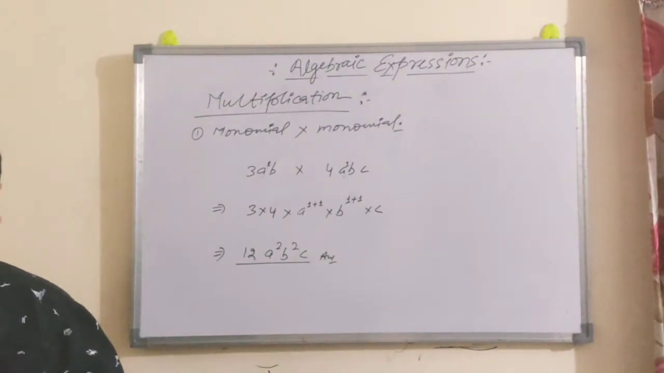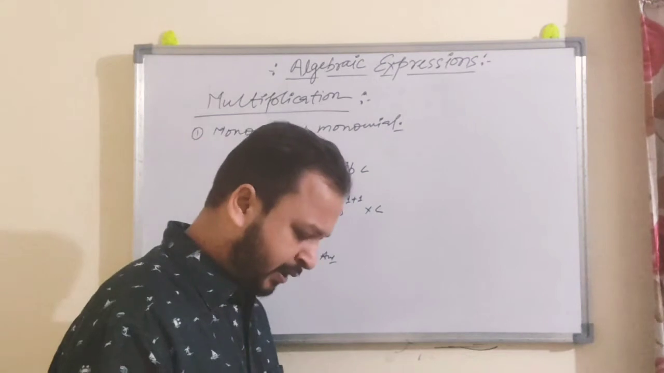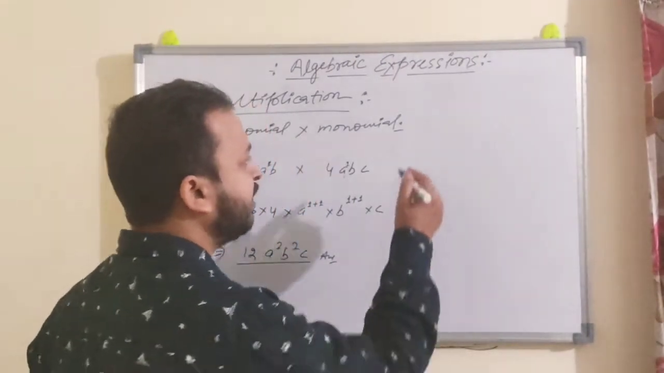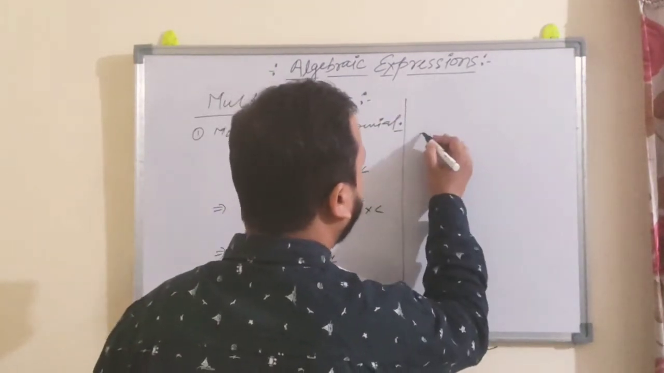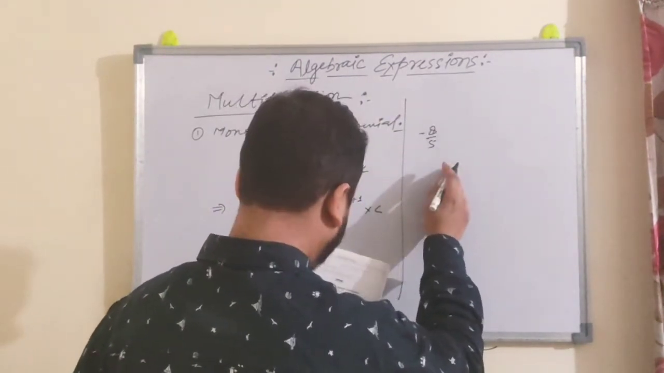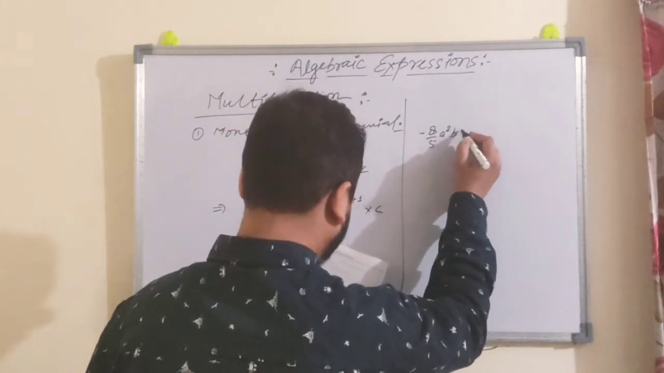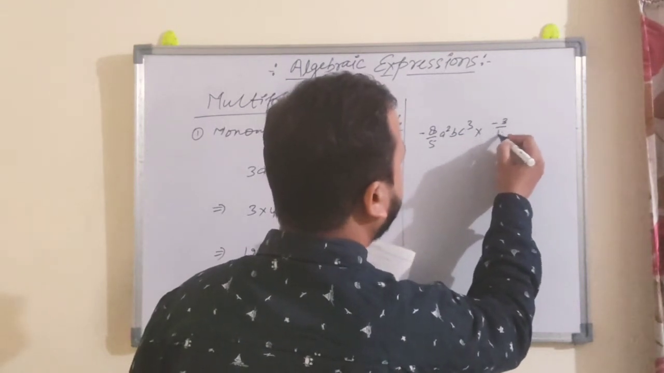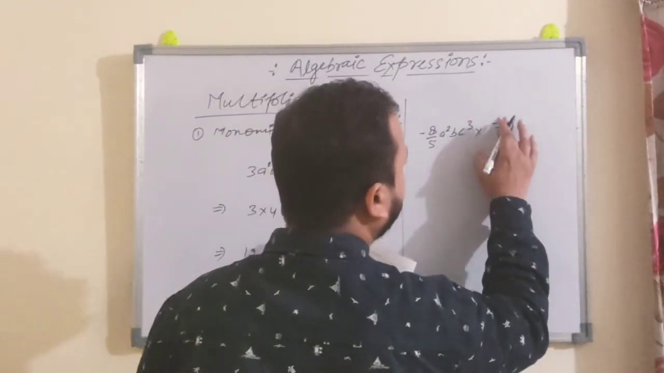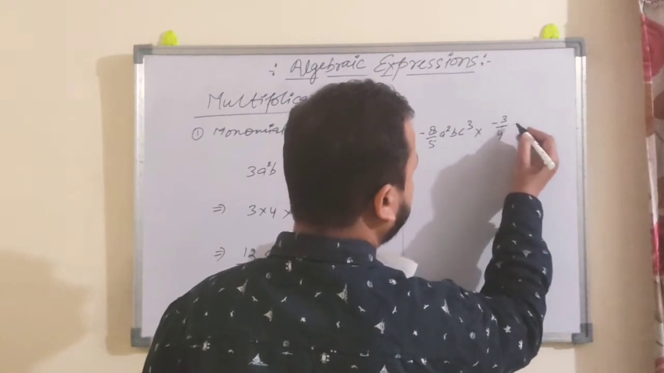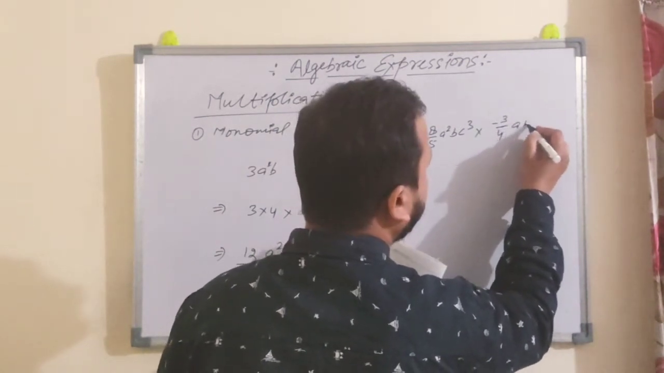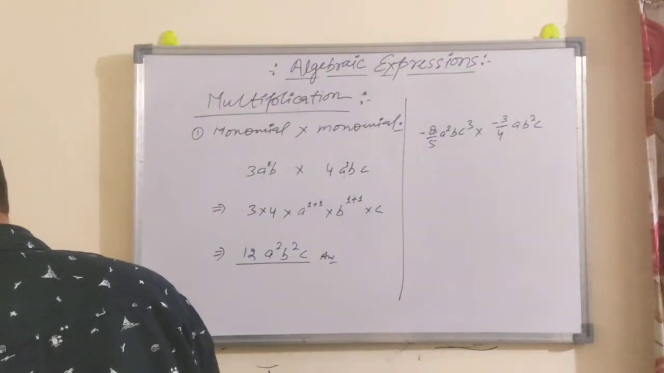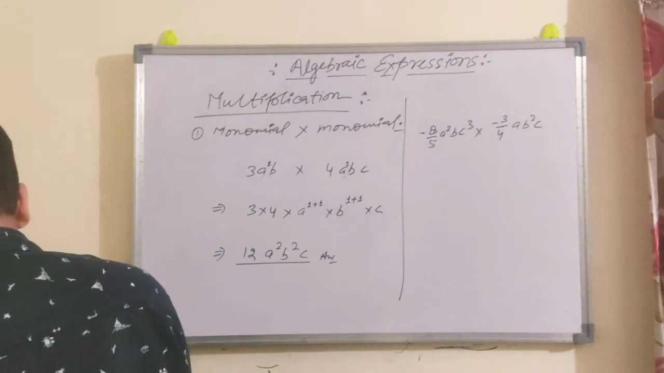Now I'm going to take some examples from your book. So one example is given as minus 8 by 5 a square b c cube multiplied with minus 3 by 4 a b square c. This is the question that we have to solve.